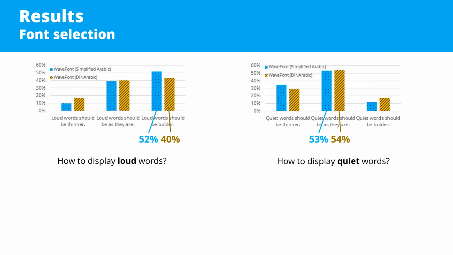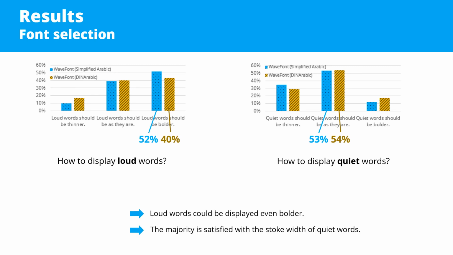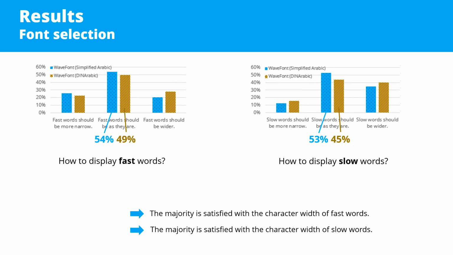In order to further optimize the visualization, we ask whether we should express certain features less or more. Our questions about the visualization of the loudness demonstrate that loud words could be displayed even bolder, while the majority is satisfied with the stroke width of quiet words. Our questions about the visualization of the speed demonstrate that the majority is satisfied with the character width of fast and slow words.